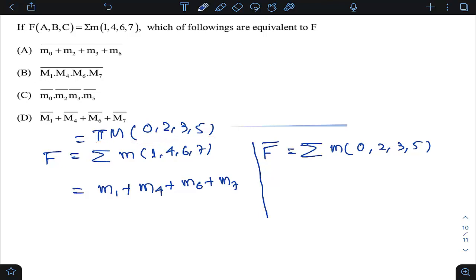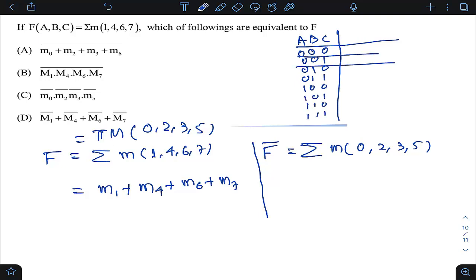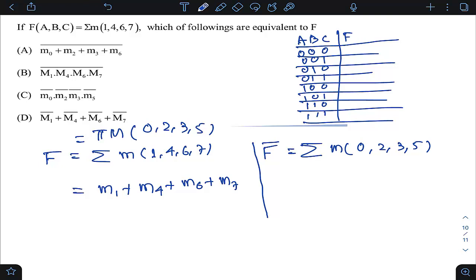In simple language, suppose this is ABC. If I write its corresponding combinations: 000, 001, 010, 011, 100, 101, 110 and 111. These are the 8 combinations, right? So for these 8 combinations, I am saying that f has min terms 1, 4, 6, 7. That means the remaining are 0.